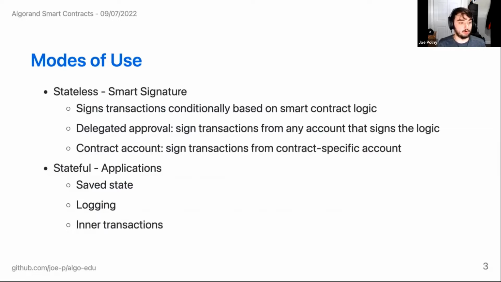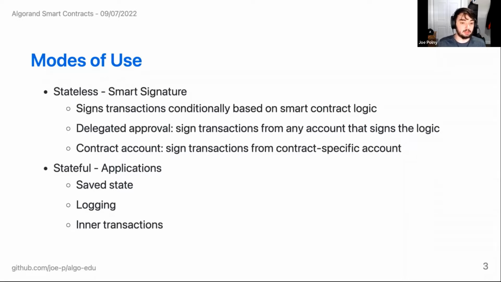So real quick, there are actually two modes of use for a given smart contract. In general, most of the time we recommend sticking with applications. That's what we're going to be going over today, and that's pretty much what the rest of these slide decks assume we're talking about. But it's worth mentioning real quick, stateless smart contracts, which we call smart signatures. These are basically like private keys that sign transactions conditionally based on a logic.